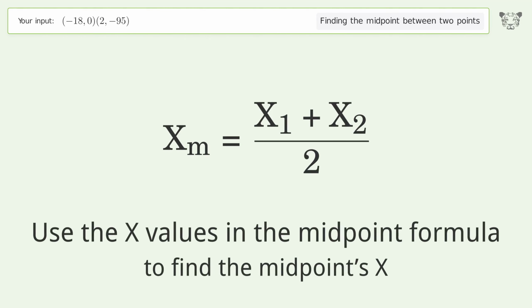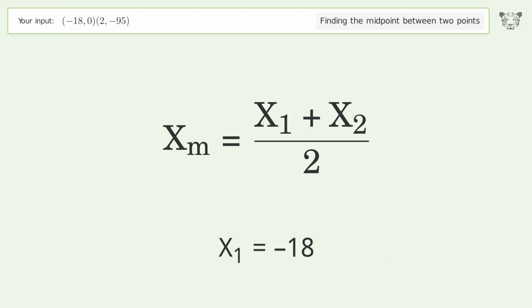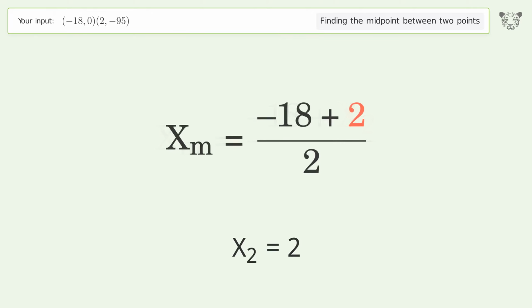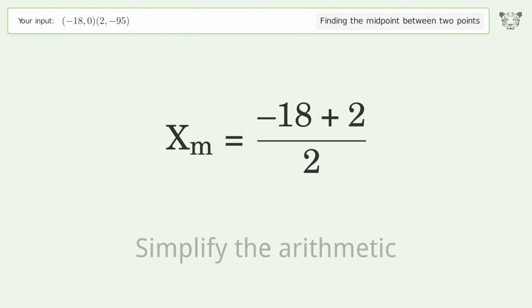Use the x values in the midpoint formula to find the midpoints x. x1 equals -18. x2 equals 2. Simplify the arithmetic.